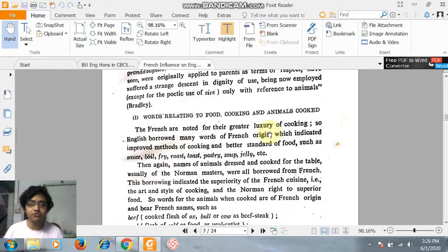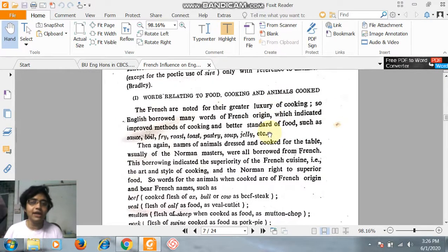Now let us discuss words relating to food, cooking and animals cooked. The French are noted for their greater luxury of cooking. They were people who were very luxurious and who invested a lot of their time on the cooking of food and inventing new cuisine. So the English borrowed many words of French origin which indicated improved methods of cooking and a better standard of food, such as sauce, boil, fry, roast, toast, pastry, soup, jelly, etc.